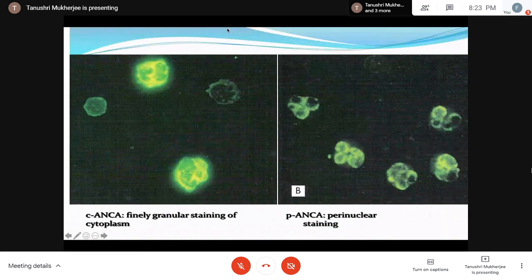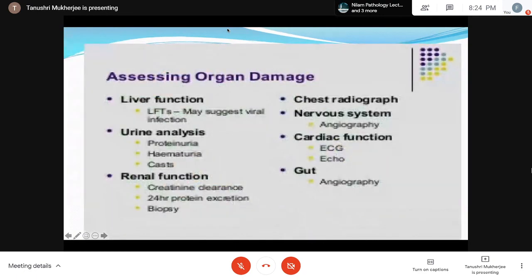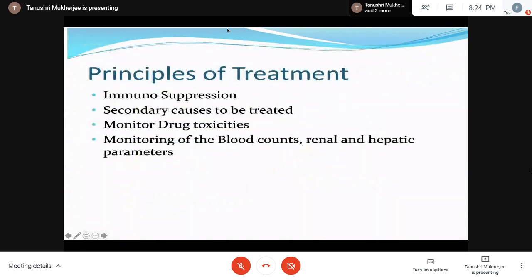See here the C-ANCA, finely granular staining of cytoplasm, and P-ANCA with perinuclear staining, it's again immunofluorescence. Then you assess the organ damage by liver function, urine analysis, renal functions. Principles of treatment: immunosuppression, secondary causes to be treated, monitor the drug toxicity, monitoring of the blood count, renal and hepatic parameters.